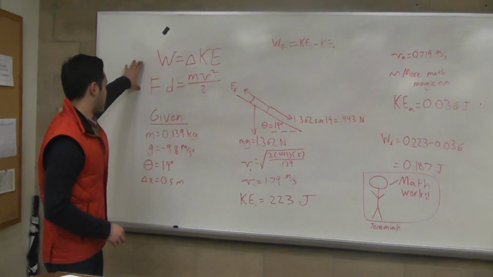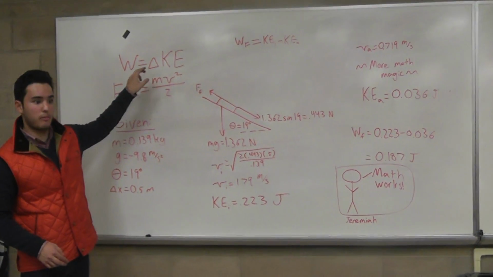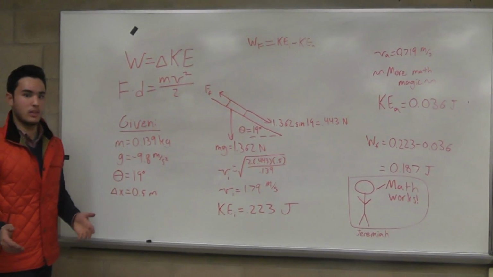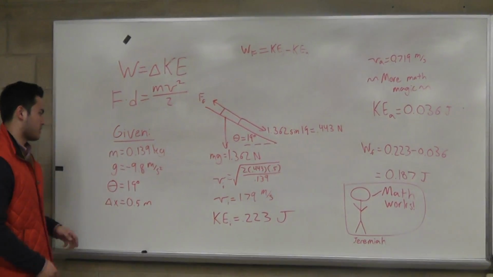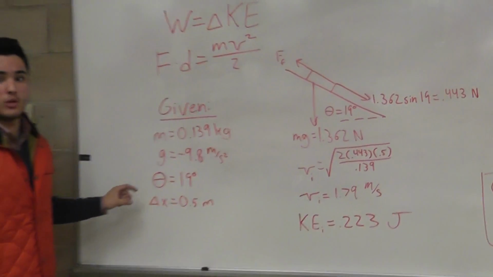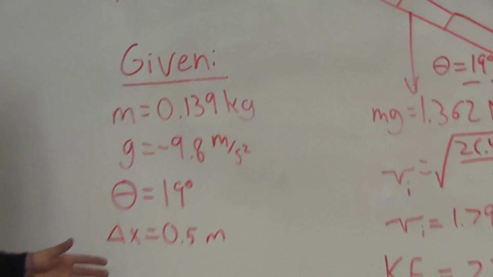So we're going to use the same theorem: net force times your distance equals your mass times your final velocity squared divided by 2, given a new set of standards. Our mass is 0.139 kilograms. Gravity is still negative 9.8 meters per second squared. Theta this time was 19 degrees, and our delta x remains the same at half a meter.